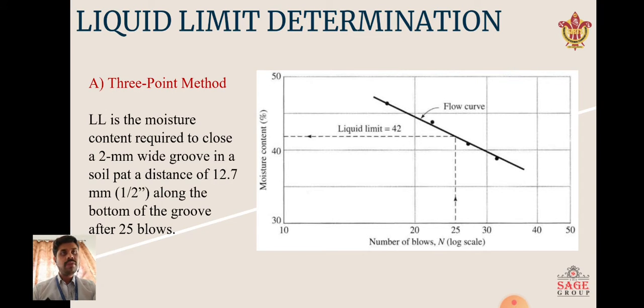So here is the graph between moisture content and number of blows taken for liquid limit determination. As you can see, the liquid limit is equal to 42, meaning that after 25 blows we get a liquid limit of 42 with the help of the flow curve.